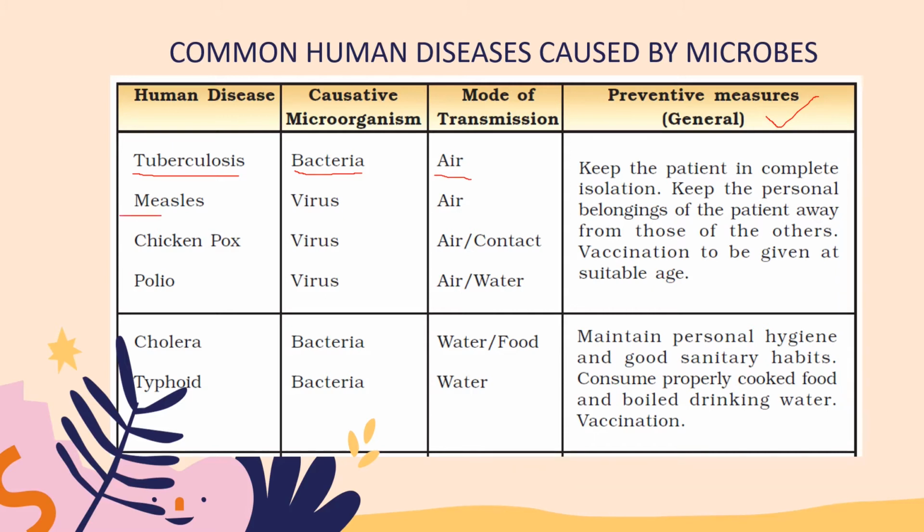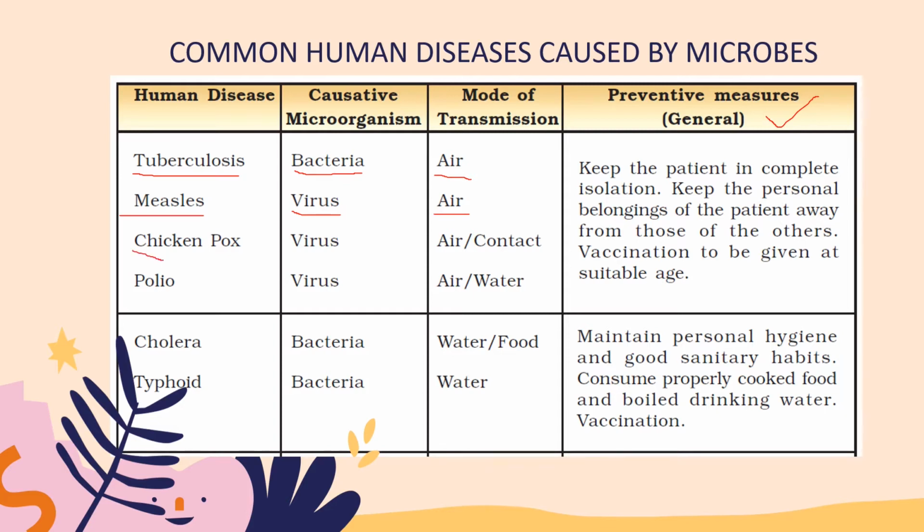The next one is measles. It is a viral disease, that is, it is caused by a virus, and the name of the virus is Rubeola virus. The mode of transmission is air.